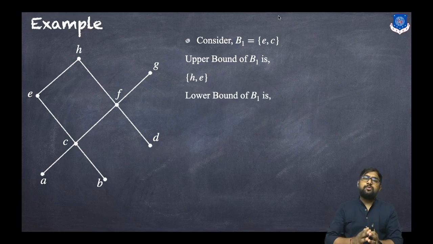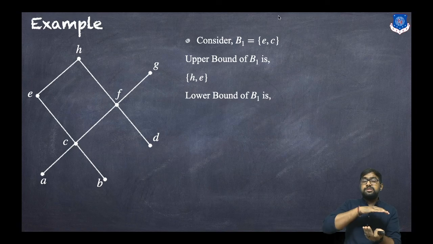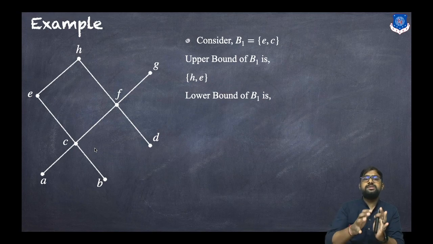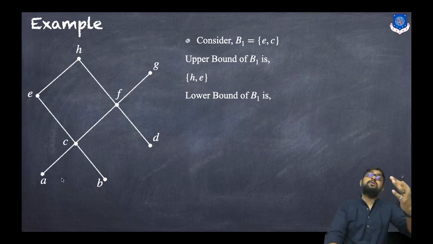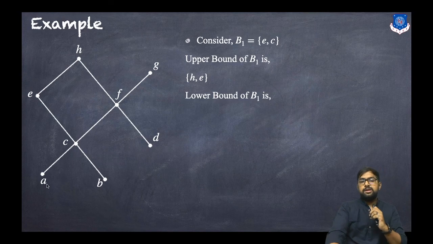Now for lower bounds, just remember this: there has to be a relation from the lower points to the given set. Here the given set is E and C. What are the lower points? Just by looking at this graph, A and B are the lower points. For lower bounds, there has to be a relation from the lower points to all the elements of the given set. Now can we go from A to C? Yes. Now can we go from A to E?